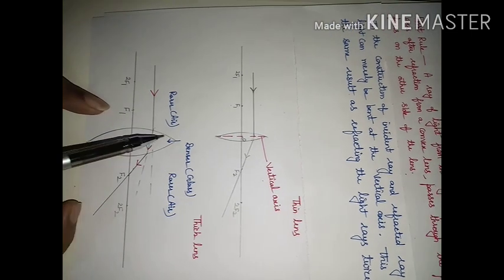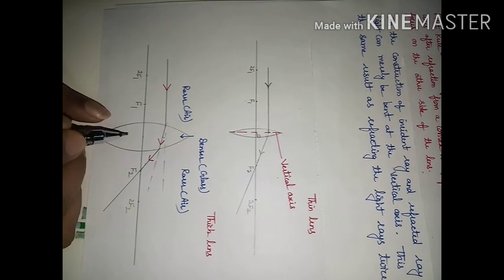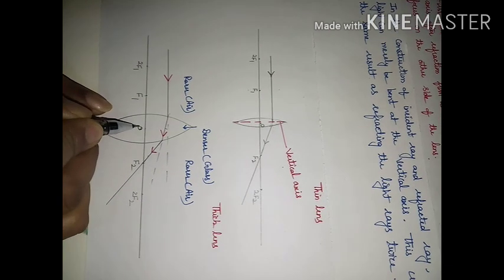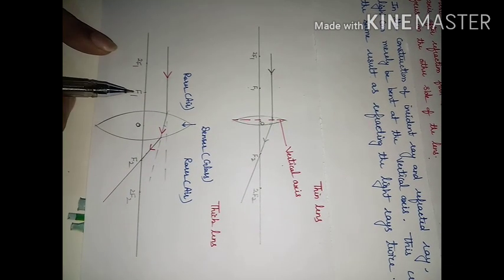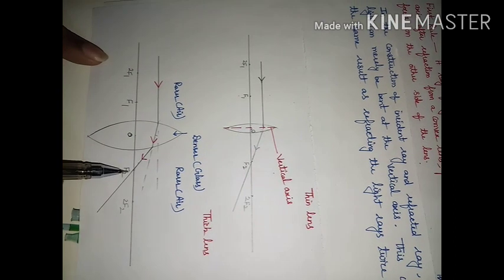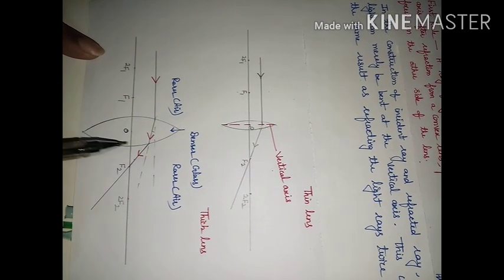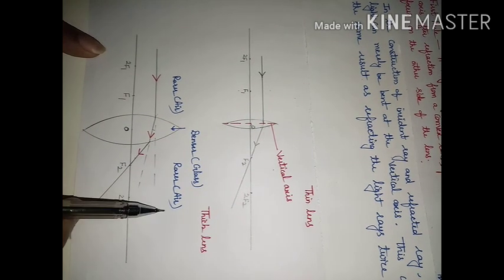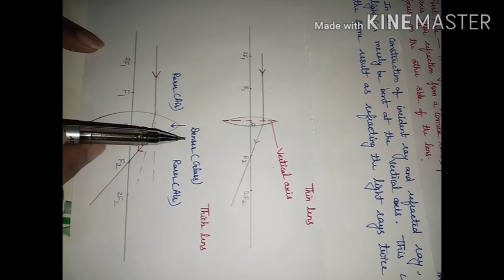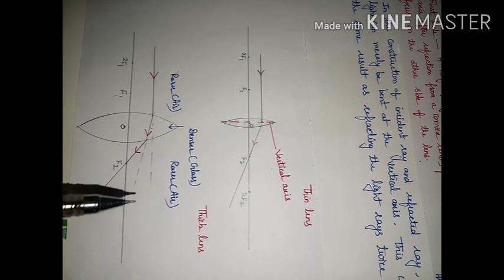Let us consider this is thick convex lens. This is its optical center. This is its f1, 2f1, f2 and 2f2. This side we have air, this is glass, again this side air. So this is rarer medium, this is denser medium, again this is rarer medium.